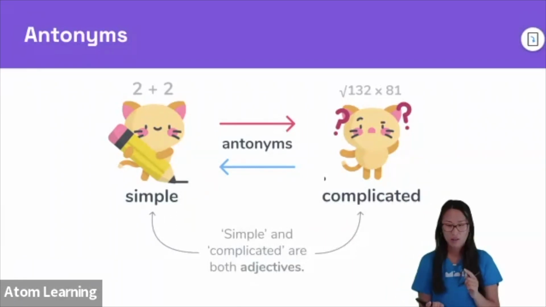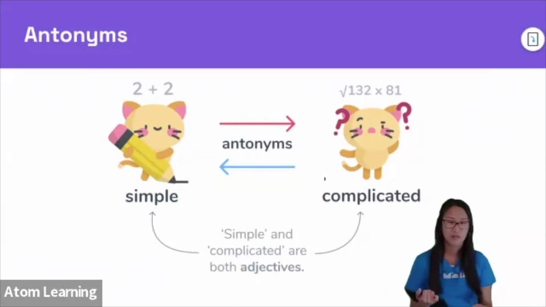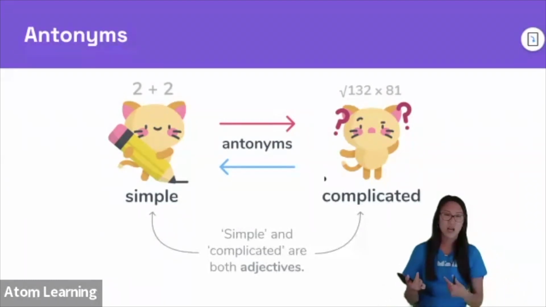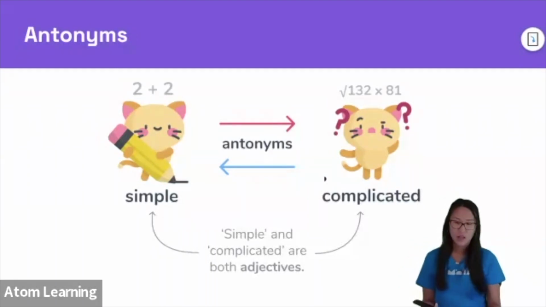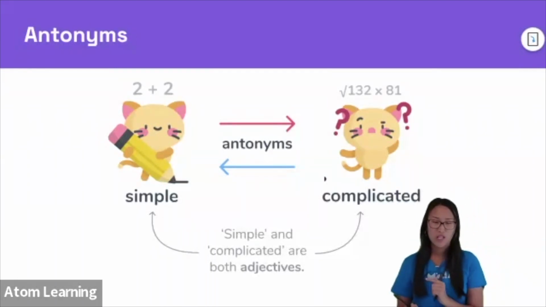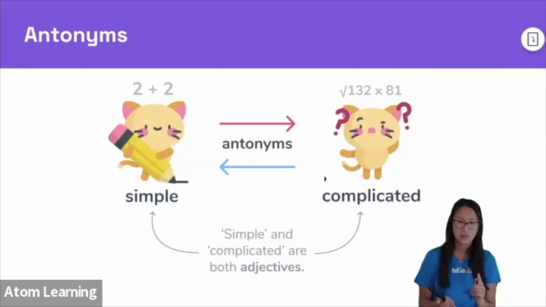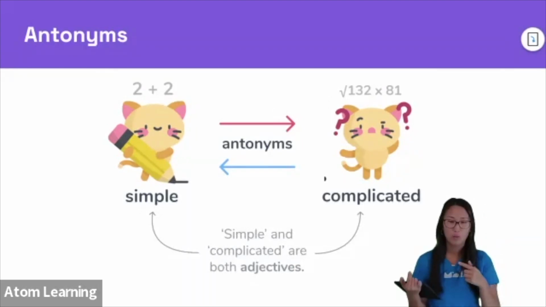Let's now look at antonyms. So antonym is an antonym of synonym. Hope that makes sense to you. But essentially, it just means words that have opposite meanings. So here, simple means the opposite to complicated. If you replace one of the words with the other, it has the opposite meaning. So the sum was very simple versus the sum was very complicated. They have opposite meanings.